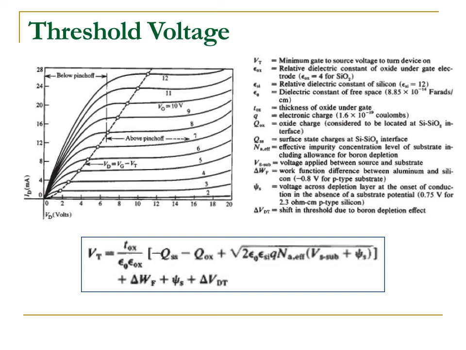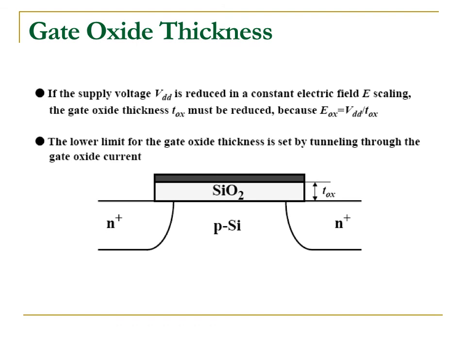So again, the threshold voltage is also determined by the oxide layer. If the supply VDD is reduced at a constant electric field, the gate oxide thickness must also be reduced. So what is the consequence here? By reducing the gate oxide, we are also setting up tunneling to happen here, right? Through the gate oxide current.